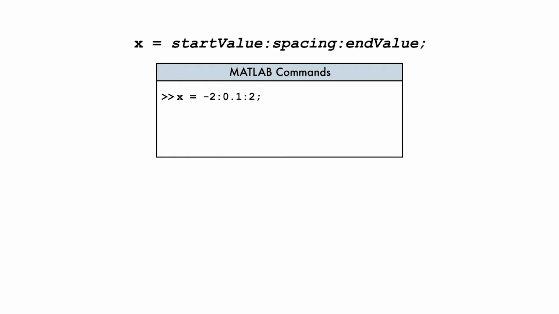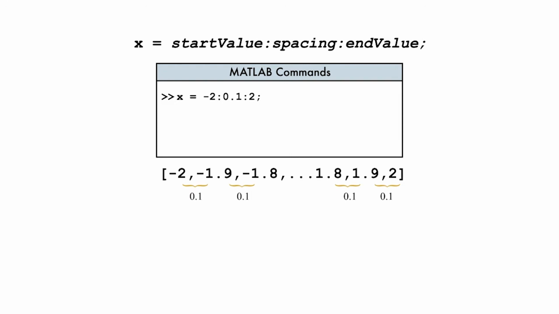Let's take a look at this example. We begin with a starting value, -2. The spacing is 0.1, and the end value is 2. We separate the numbers with colons. And there we have it, a row vector from -2 to 2 in steps of 0.1.